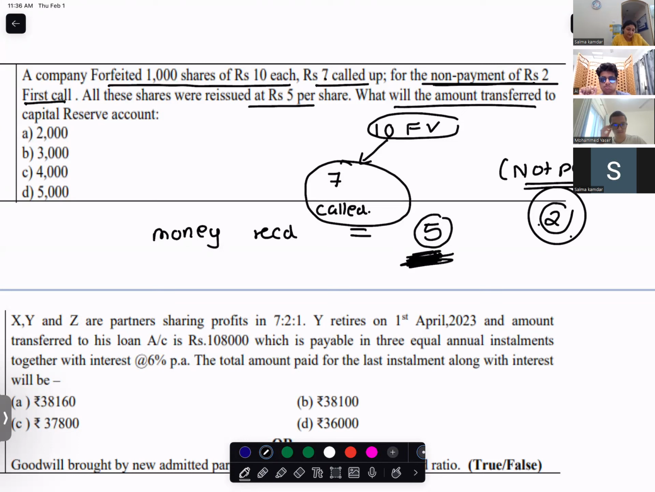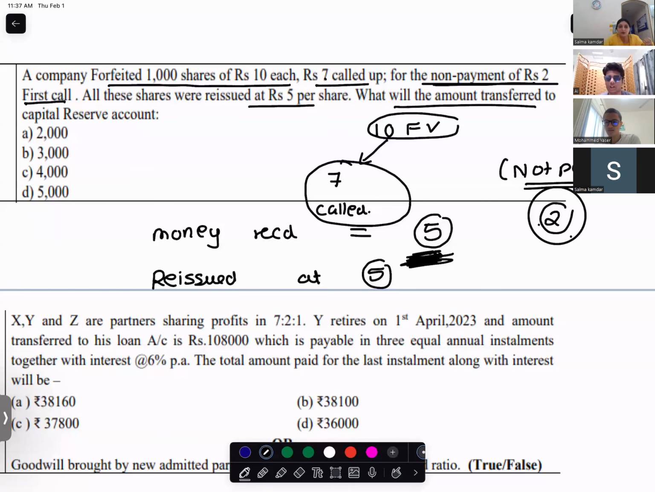Okay, fine. All these shares were reissued at 5. And I reissued all these shares at how much? 5. What is the amount that is transferred to capital reserve? Can you tell me what amount I usually transfer to capital reserve? The excess amount, which is not used.